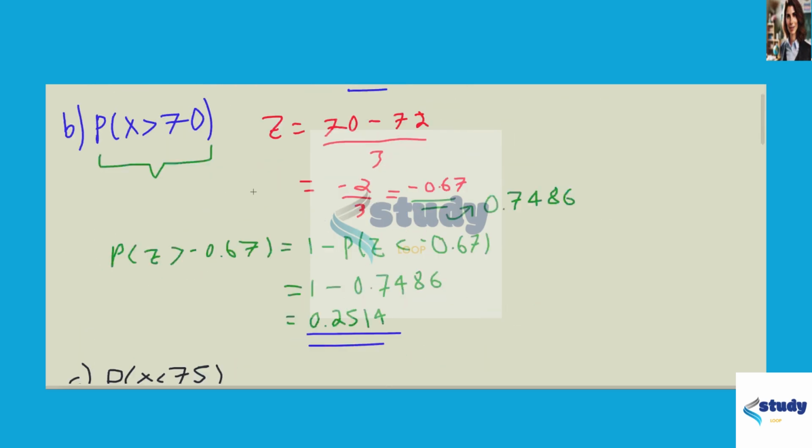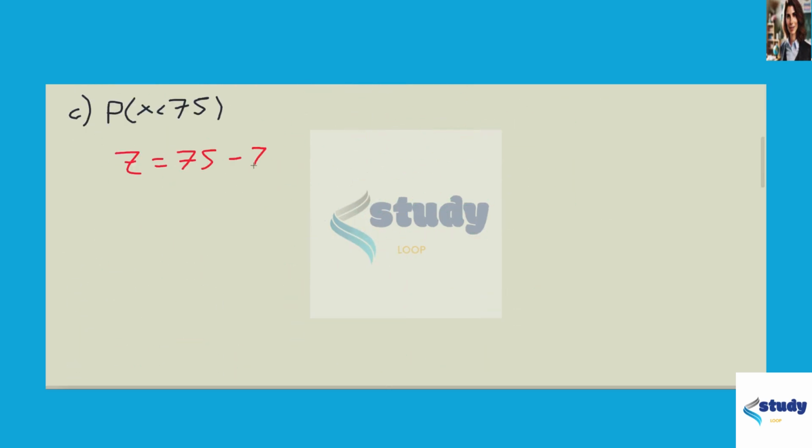Now part C is asking us to find the probability that a person has less than 75 beats per minute. So probability x is less than 75. So again, we're going to find the z-score value. Z is equal to 75 minus 72 over 3, which equals negative 3 over 3, which equals negative 1.